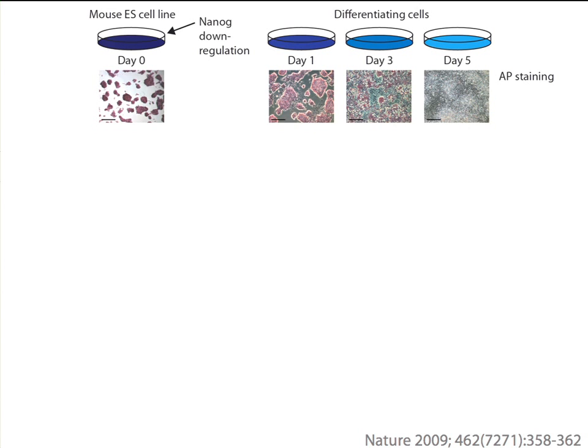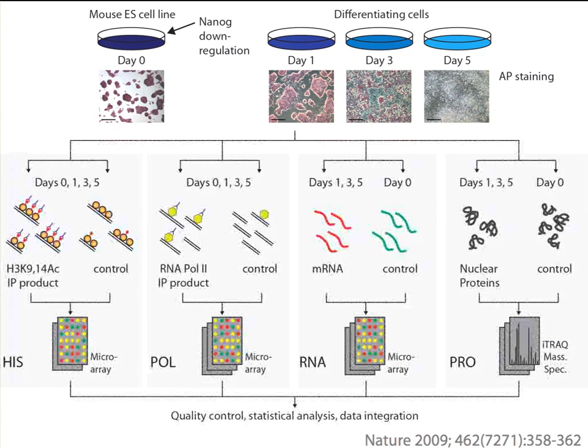And what we did is, on day 0, we have the stem cells, then we knock down NANOG with an RNAi construct, and we follow the cells over 5 days. At days 1, 3, and 5 after the perturbation, we take samples and we analyze them. And what we do at each of these 3 days is we look at 4 different levels in cells.